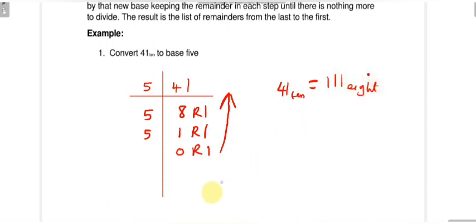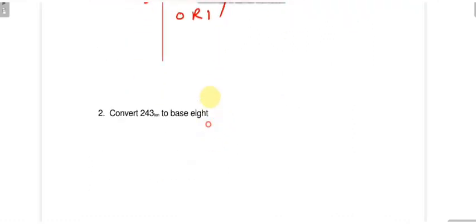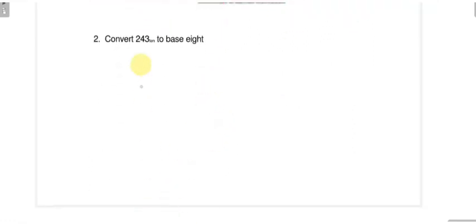So let's go to the next example. So example 2, convert 243 base 10 to base 8. Again, you're going to draw a straight line just like this. Then you're going to have 243. Then you're going to divide by 8.